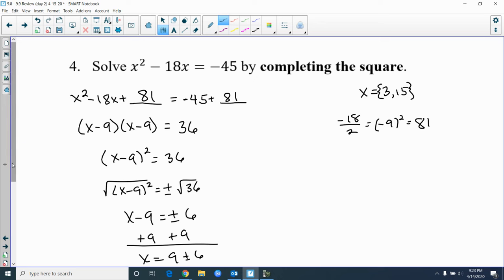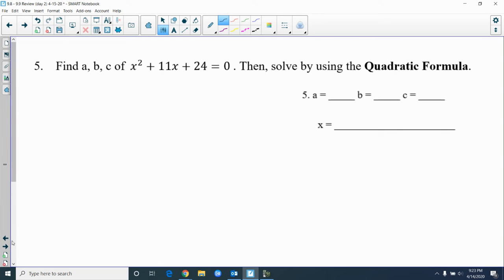Okay. So the first 4 are going to be completing the square. The next 4 are going to be quadratic formula. So now you've got to do both these cases. You've got to find a, b, and c, then use the quadratic formula. I am going to give you the formula on the test. It is x equals negative b plus or minus the square root of b squared minus 4ac, all over 2a.